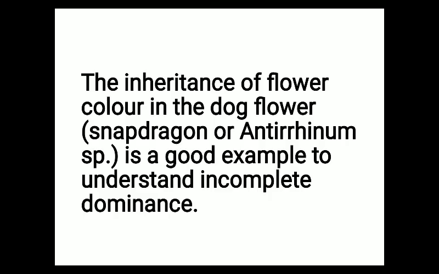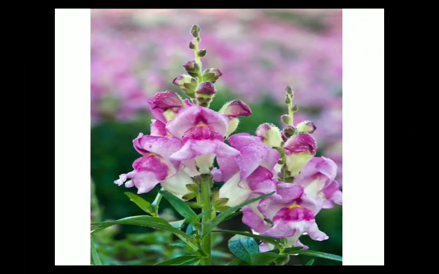The inheritance of flower color in the dog flower, which is also known as snapdragon flower or antirrhinum, is a good example to understand incomplete dominance. So this phenomenon of incomplete dominance we can see in the snapdragon flower. What is another name of the snapdragon flower? The answer is antirrhinum. This is a typical snapdragon flower which will show incomplete dominance. It's not that all plants show incomplete dominance. There are selected plants which will show incomplete dominance, and the snapdragon flower is one of them.